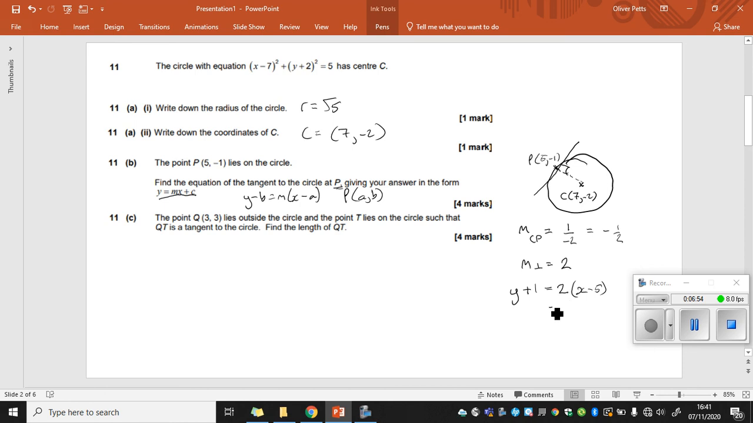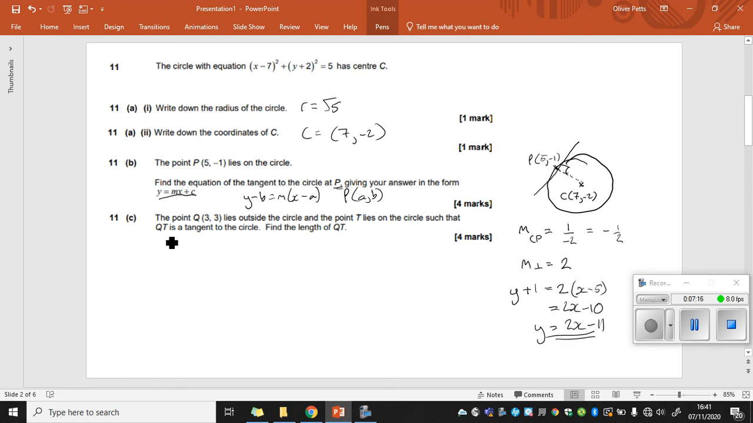So I'm going to expand my brackets on the right. So 2x minus 10. But then I need to take away 1 from this left-hand side. So 2x minus 11. So y equals 2x minus 11 is going to be my final answer.